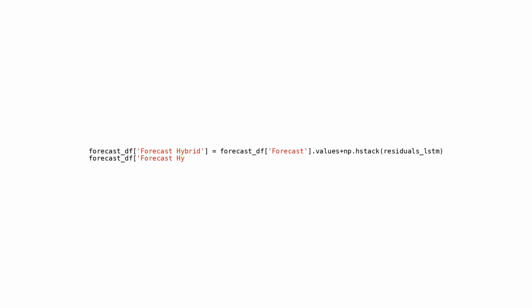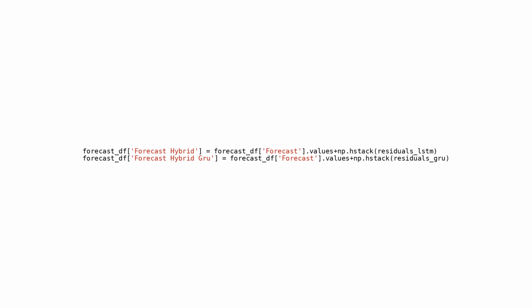The following Python code alters the data frame forecast by adding 2 new columns: forecast hybrid and forecast hybrid GRU. These columns are computed by taking the values from the existing forecast column and combining them with 2 sets of residuals. One from an LSTM model, residual LSTM, and another from a GRU model, residual GRU. To ensure proper alignment with the forecast values, the np.hstack function is used to horizontally stack the residuals. This results in 2 hybrid forecasts that incorporate adjustments from different neural network models.